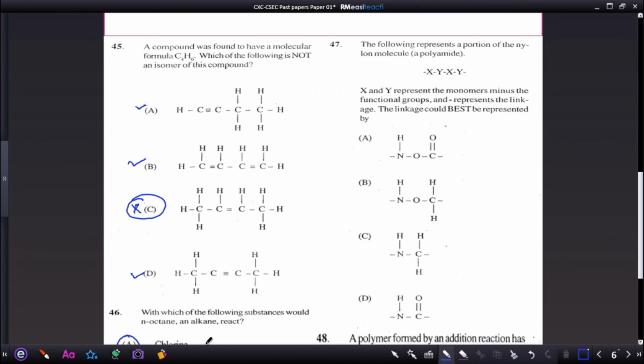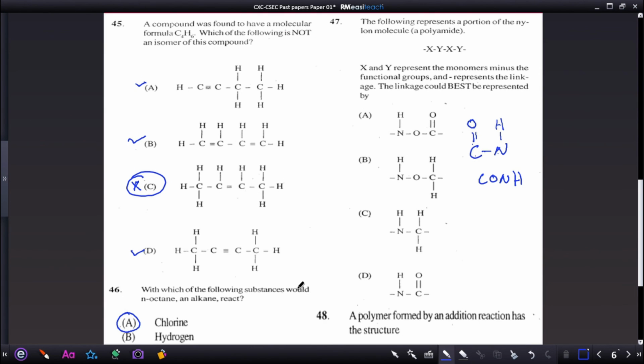47. The following represent a portion of the nylon molecule, a polyamide. X and Y represent the monomers minus the functional groups, and represent the linkage. The linkage could best be described as, remember, the amide linkage or the peptide bond would be CONH. So that's the peptide linkage, CONH. Which one is CONH? This one, D. C double bond O and H. So it's D.